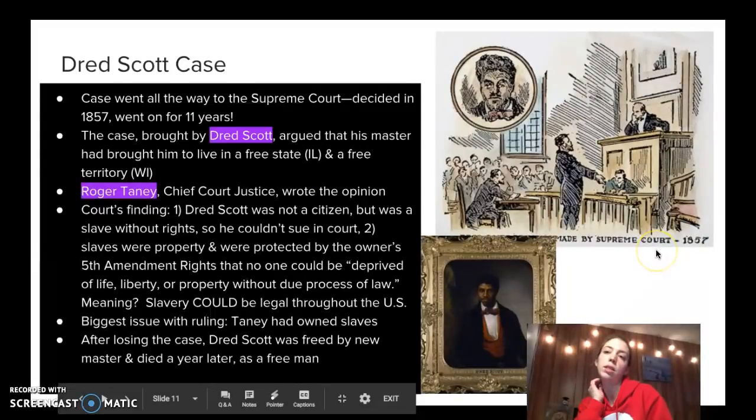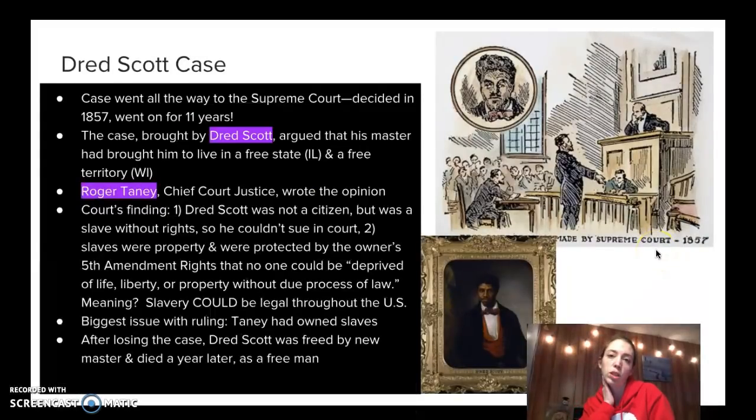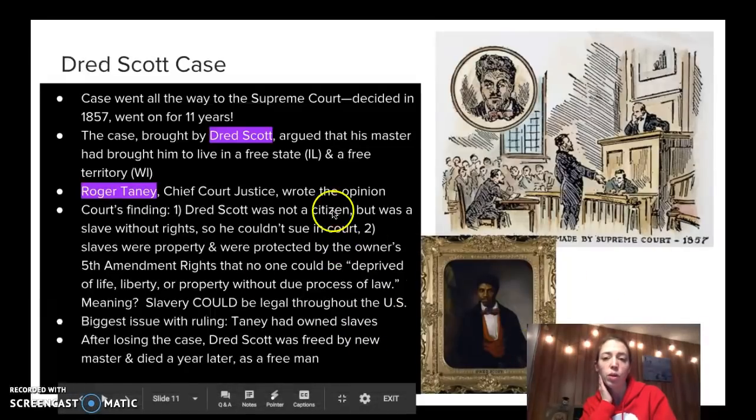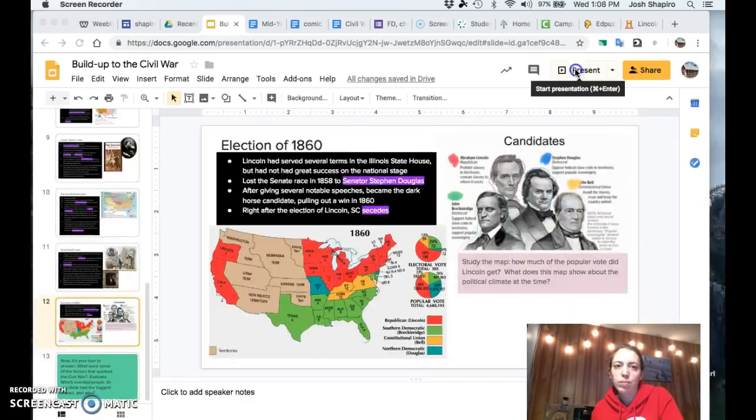Okay, the Dred Scott case. This is a major Supreme Court decision. Roger Taney was the Supreme Court justice at the time who rules that Dred Scott can be taken by his master into free states and free territories and still be considered a slave. All right? So that was the major finding. You can pause the video and read this over. It would be a good idea for you to do so.